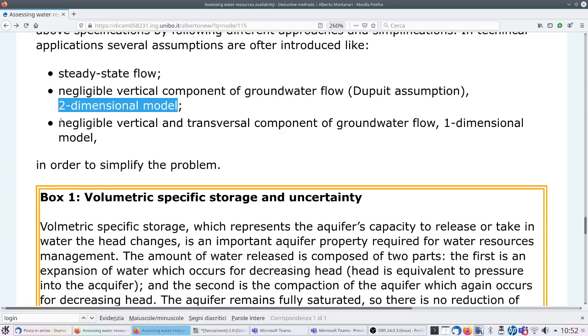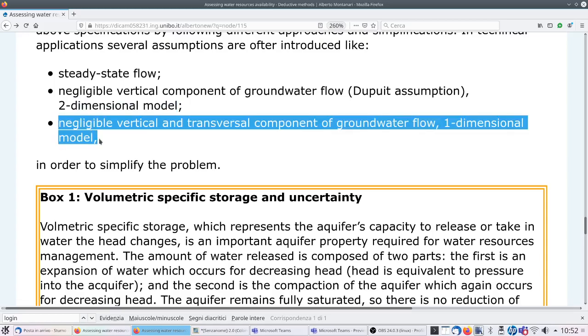And then we can also take the 1D assumption, which is that we can assume that flow is mainly along one direction only, and then we reduce to a one-dimensional model. This is the assumption that is frequently made in technical applications when one wants to represent the dynamics of an aquifer which is mainly flowing in one direction.